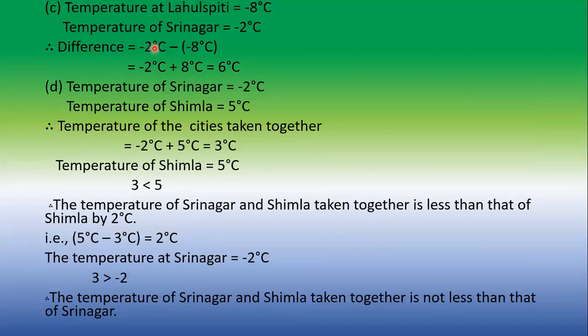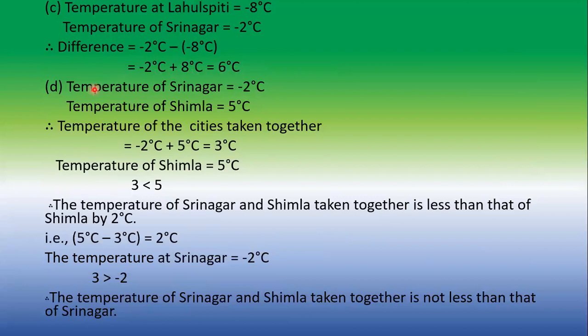So for finding difference, we will subtract minus 8 from minus 2 degrees Celsius. Minus 2 being the bigger integer, that is to be written first. So the difference is minus 2 degrees Celsius minus minus 8 degrees Celsius. Here also for doing subtraction, we will add the additive inverse of minus 8. That means minus 2 degrees Celsius plus 8 degrees Celsius. One integer is positive and one is negative. Absolute values are 2 and 8. 8 minus 2 is 6. And the greater integer is 8. So the answer is 6 degrees Celsius.